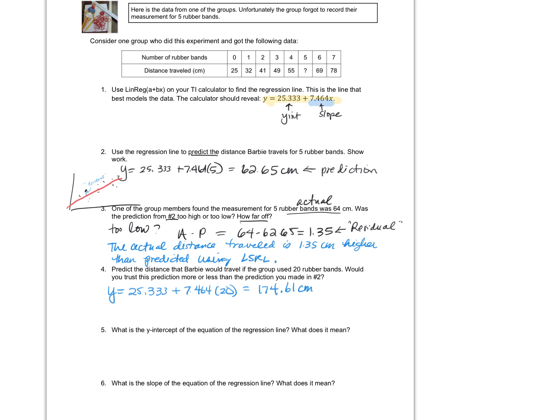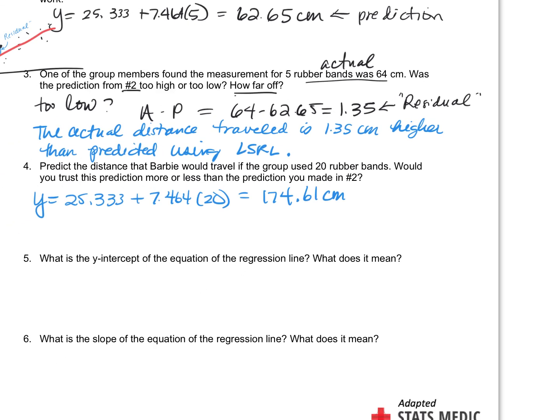So your regression line is only as good as the data set it came from. So if you try to predict outside of it, that's called extrapolation. It's a really bad idea. We don't do it. All right, it's bad form, they would say. All right, so let's write that down.